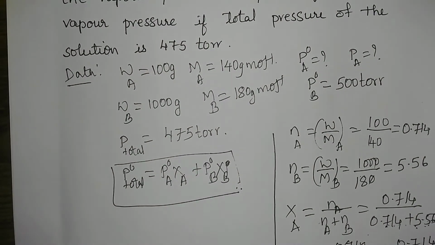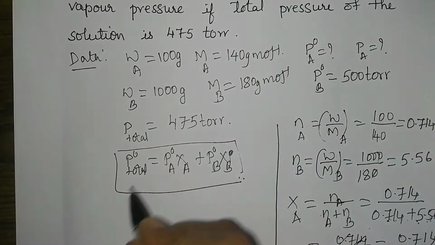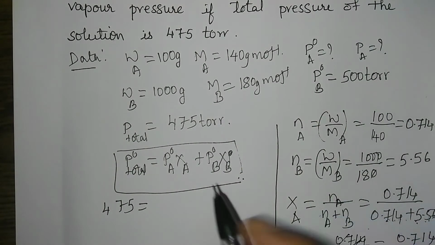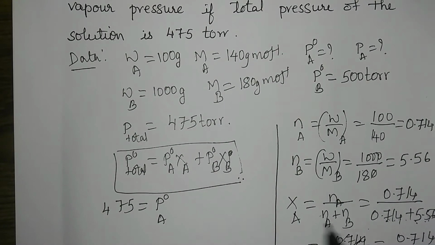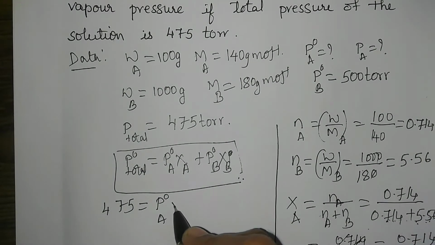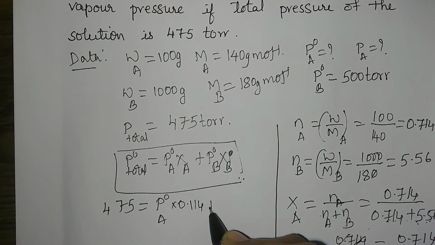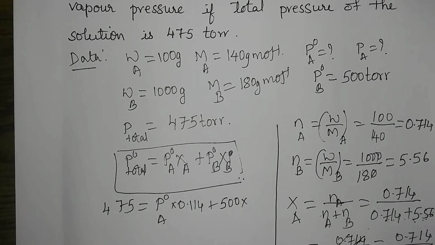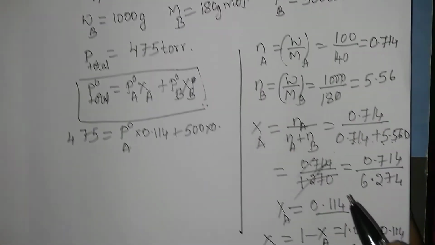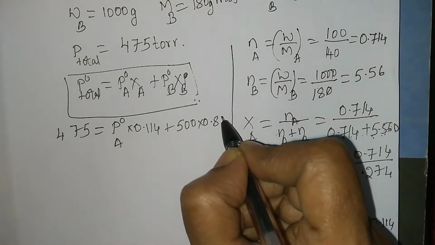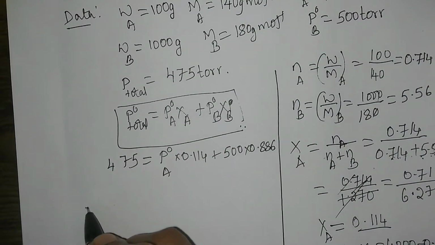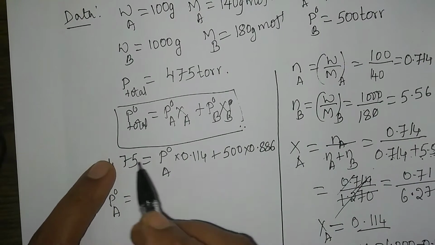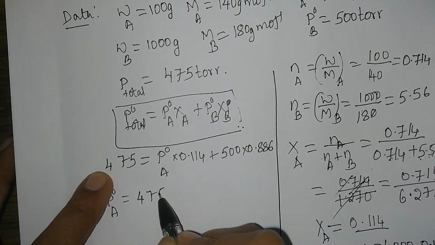Let us solve from this. Here, P total is given: 475 is equal to P naught of A, which is not given, so keep it as it is, into XA, which we calculated as 0.114, plus P naught of B, which is given as 500 torr, into XB, that is 0.886. So therefore P naught of A is equal to, I will take this 475 to this side.